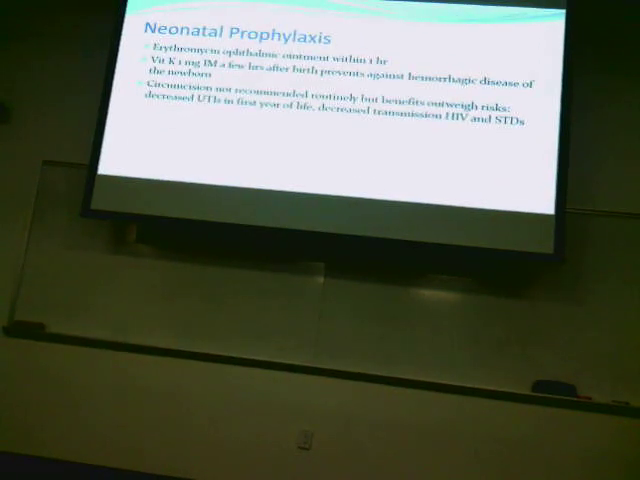So the neonatal prophylaxis that we do for our newborns, so we want to get erythromycin, the eye ointment within 1 hour, and then vitamin K 1 milligram intramuscular, and this is going to prevent us against hemorrhagic disease in the newborn. Circumcision is not recommended routinely, but we do talk to parents about the benefits which outweigh the risk. Benefits being decreased UTIs in the first year of life and decreased transmission of HIV and other STDs.